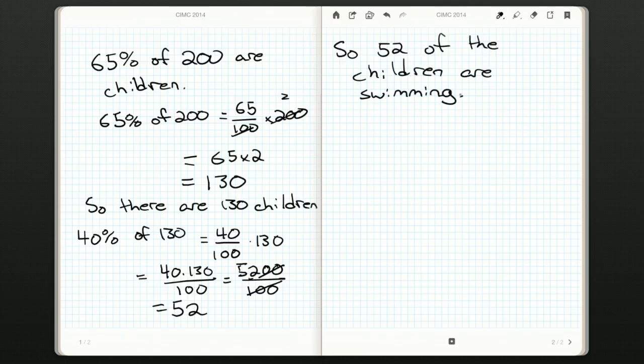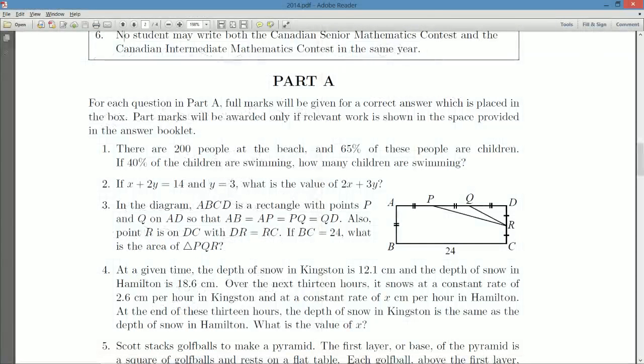are swimming. Okay? We used our 65% to calculate the number of children out of the total number of 200 people. And then we used the 40% calculation to figure out how many of those 130 children that we found were actually swimming. 52 of them. And as that's all the question asked for, we're done. So a great start to the 2014 paper.